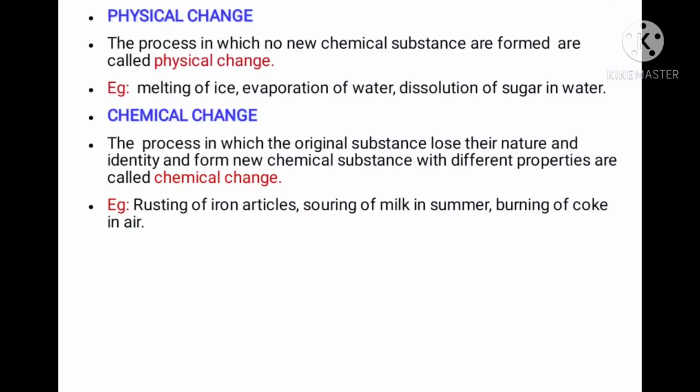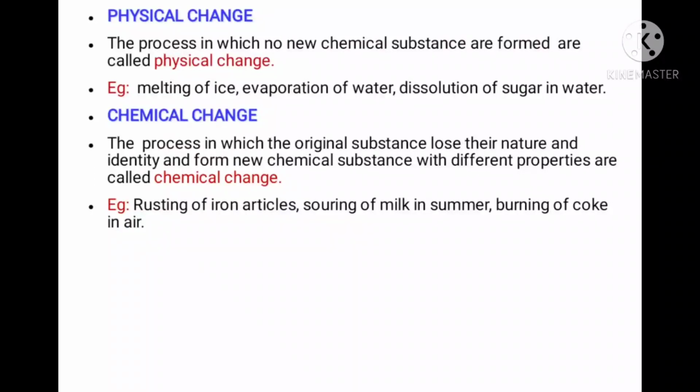Physical change is the process in which no new chemical substances are formed. For example, in the case of melting of ice, we know that when ice melts, it is converted into liquid. Here, both ice and liquid are chemically the same, that is water. Its chemical formula is H2O. So, in this process, we can say no new chemical substance is formed. Here, the only change is in its physical properties such as shape, size, etc. And it is a temporary change.